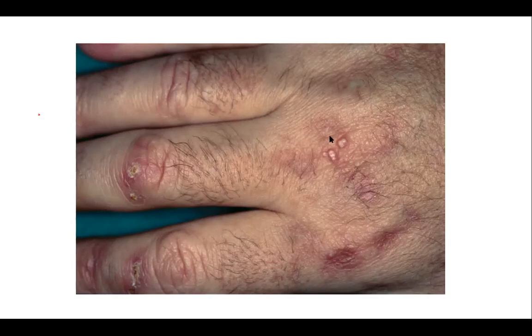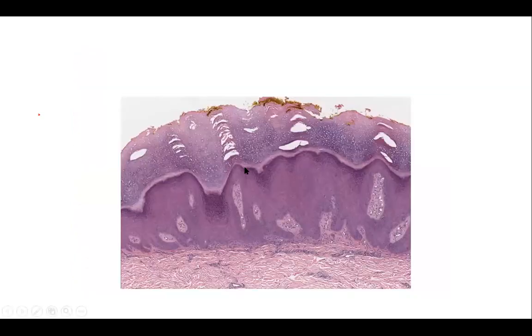So do you guys want to see the histology? Let's see the histology. What's this histology? So Ghassan said herpes. I mean, herpes is more of an acute condition. It's not going to give you milia in the long term. So Michelle says LSC, with an exclamation point, which I like.